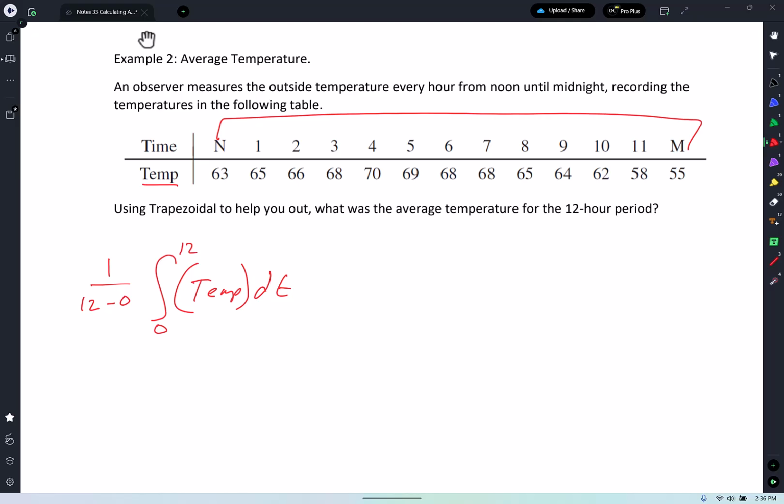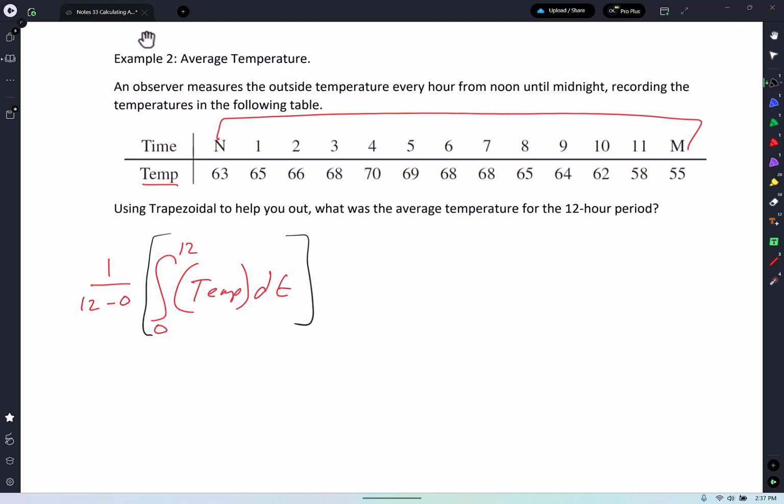Some of you guys in the activity didn't put your DT. Depending on the question, that might hurt you. You might lose a point if you don't put that DT. Because remember, this means area under the curve. I'm going to be focused on this right here. And in a little bit, we'll go ahead and do the divide by 12.